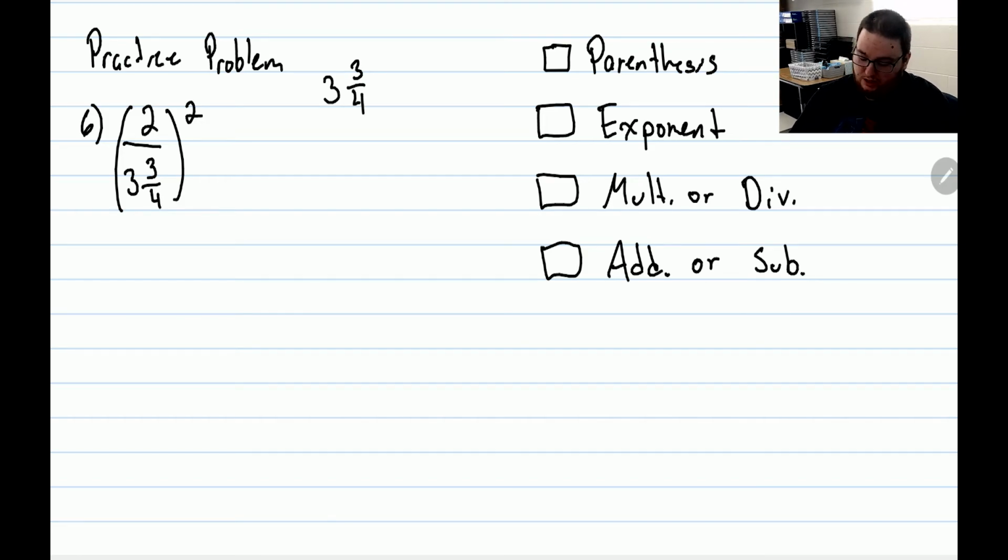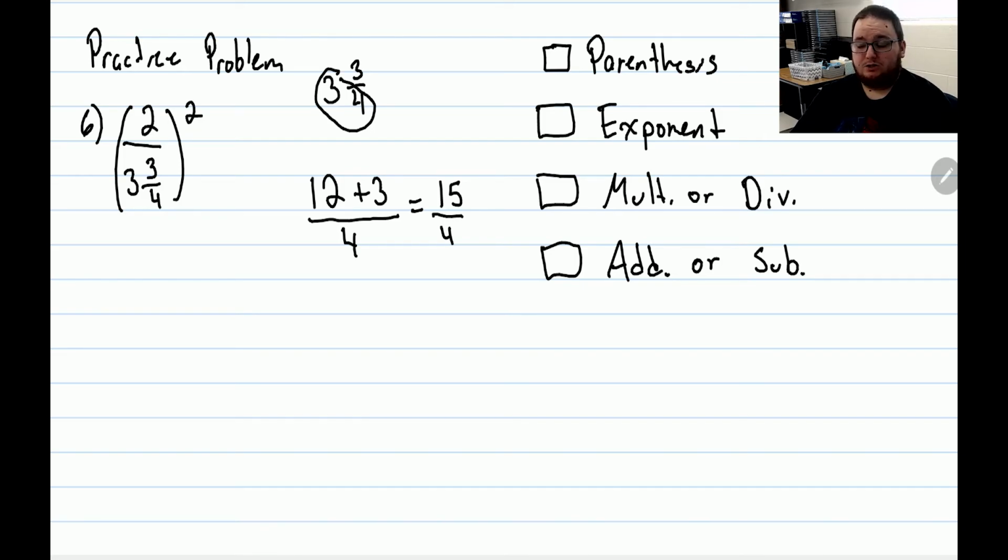Like I said before, you take the big number, in this case 3, and you multiply it by the bottom. So what's 3 times 4? That's 12. You add whatever was on top, so in this case we add 3, and the bottom stays the same, so we have over 4. So 12 plus 3 gives us 15, and then we have 15 over 4. And that's going to be our mixed fraction to the improper fraction. So I'm going to rewrite the 3 3/4 into 15 over 4.